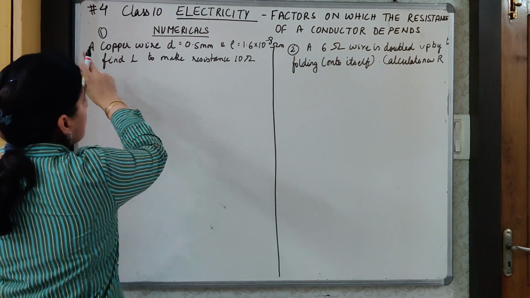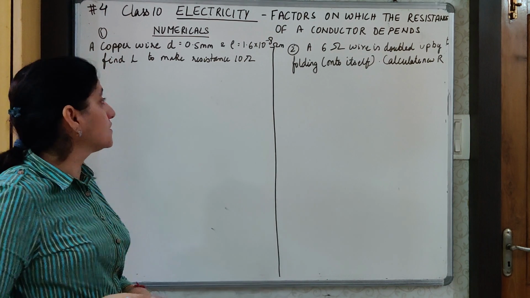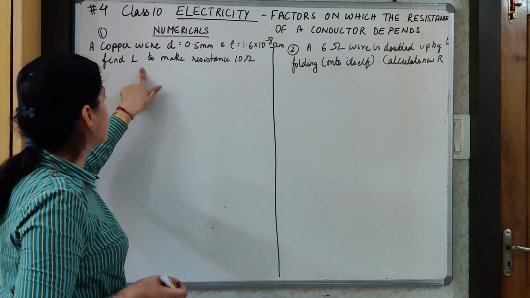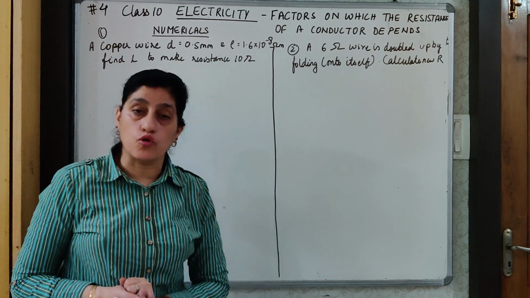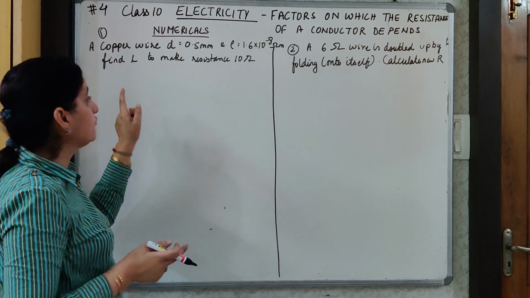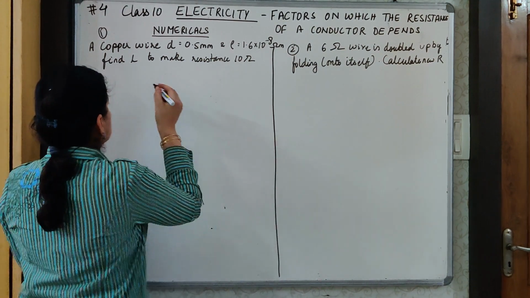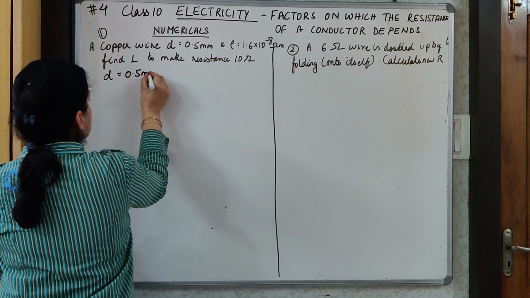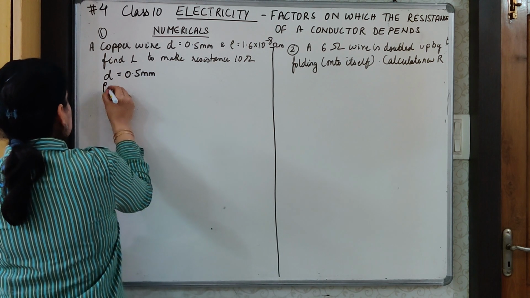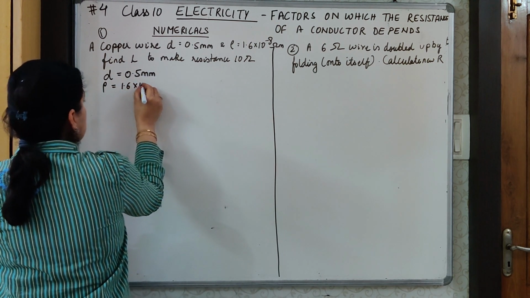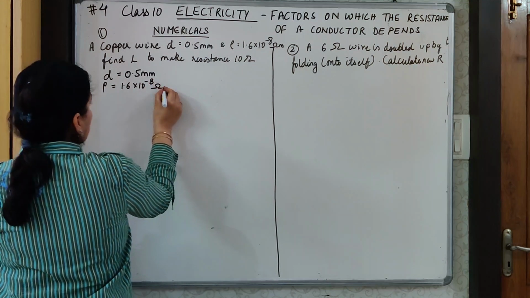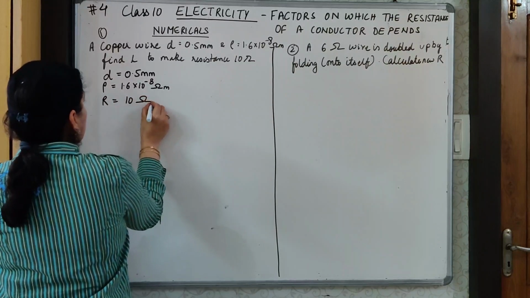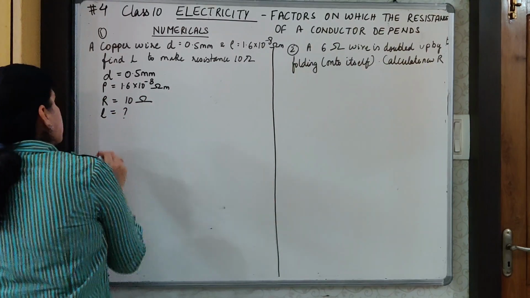The first one, a copper wire of diameter. The diameter is given to you, and the resistivity is given. We have to find the length to make the resistance 10 ohm. Follow the procedure I have told you. First note down whatever is available to us. So it is given that the diameter is equal to 0.5 millimeter. The resistivity is 1.6 into 10 raised to the power minus 8 ohm meter. The resistance is 10 ohm and we have to find the length.